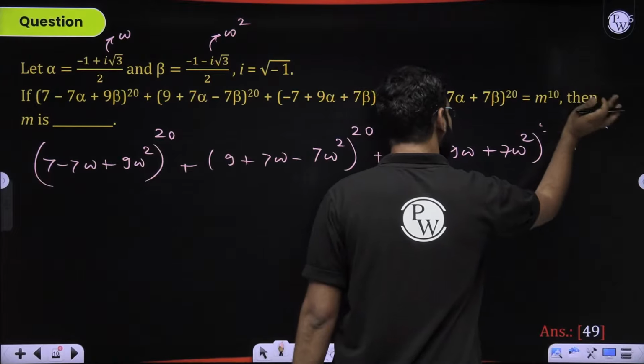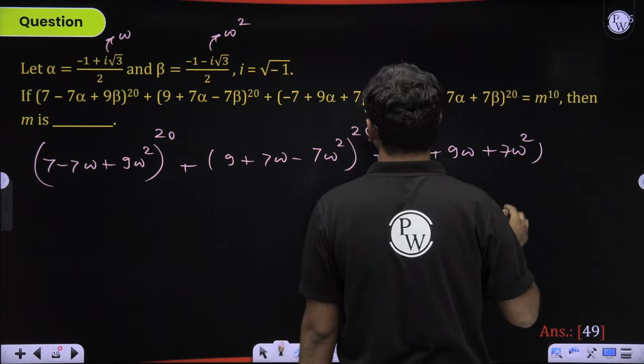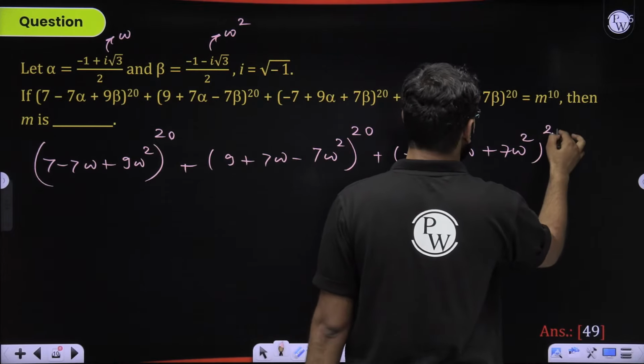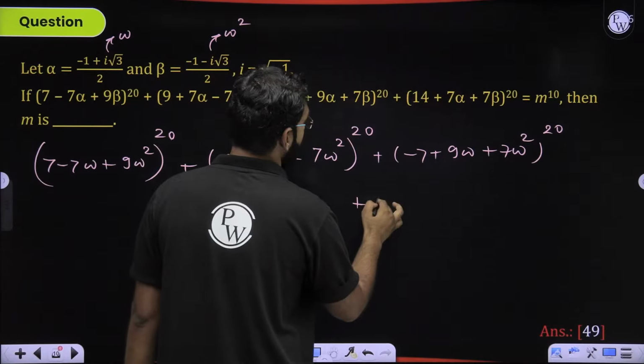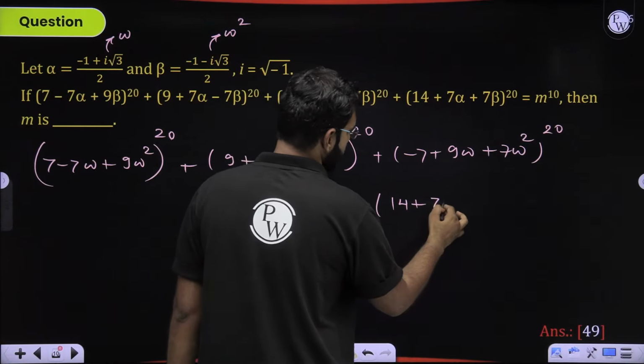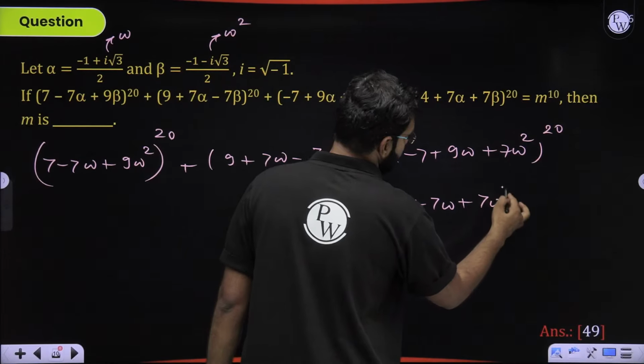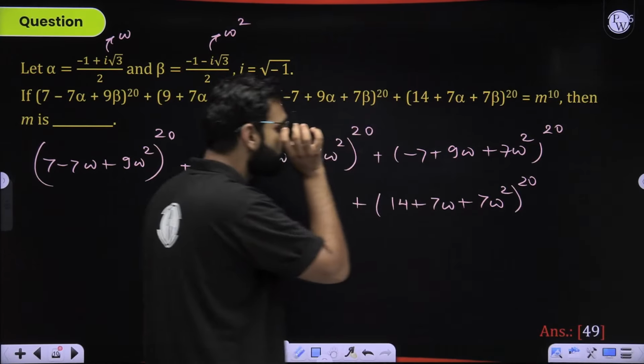There is something wrong with the board. 7 omega square to the power 20. Then the last term, which is what? 14 plus 7 omega plus 7 omega square, to the power 20.